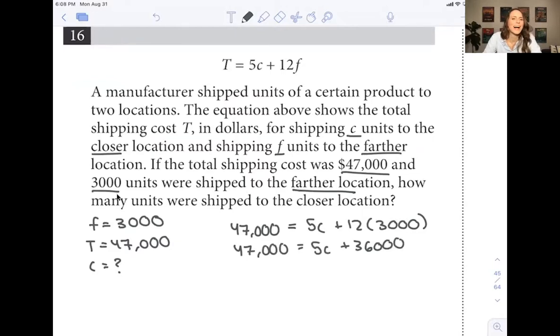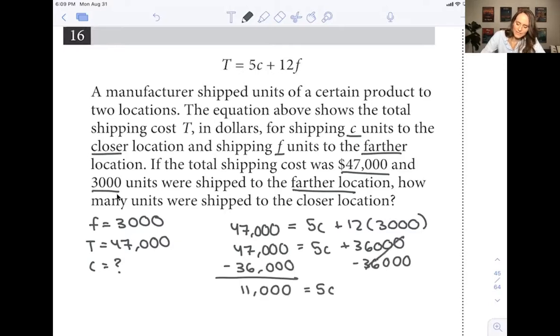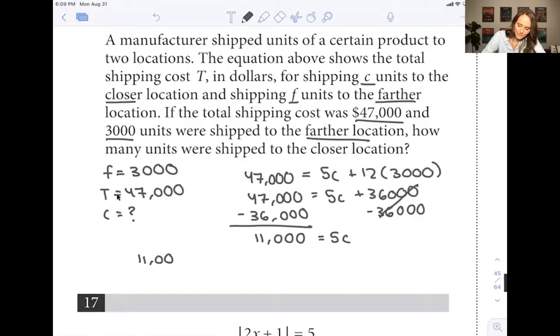36,000, there we go. I like keeping my variable positive, remember? So I'm gonna leave my 5C alone, and instead I'm going to subtract 36,000 from each side, and that's going to give me 11,000. Oops, that cancels, equals 5C. So I need to divide 11,000 by 5.